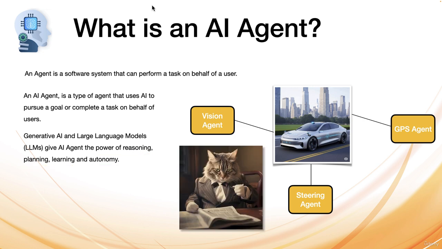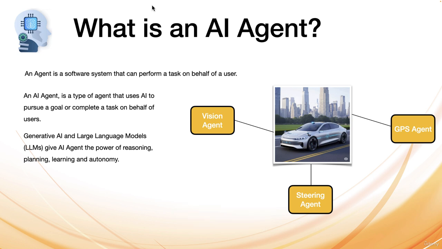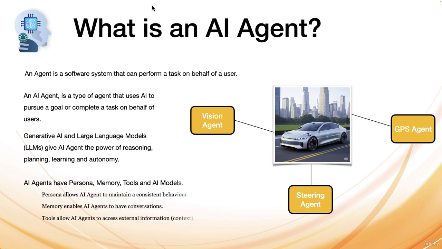It's like your pet, which is a cat or dog, for example, suddenly goes from only caring about food and playing with their toys to arguing with you or challenging you about the meaning of life. Basically, that's how AI agents are different to normal agents. AI agents have persona, memory, tools, and AI models.